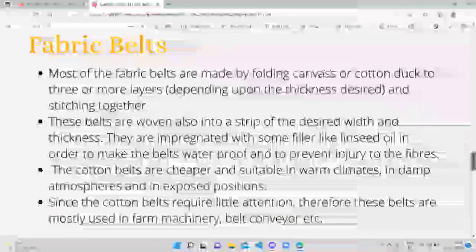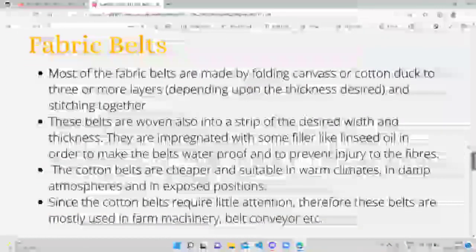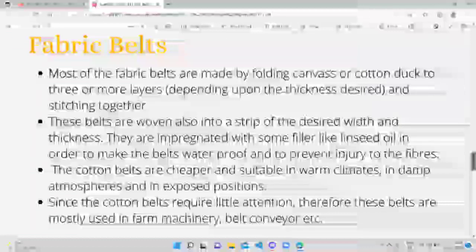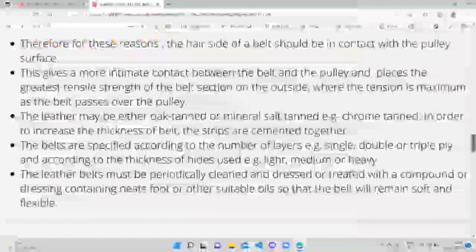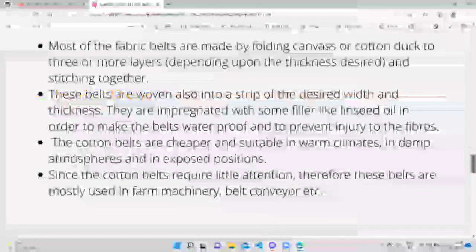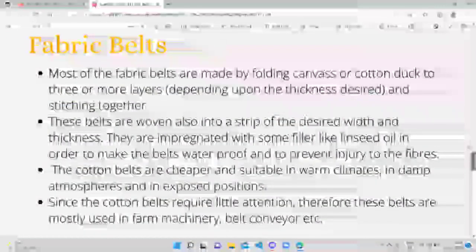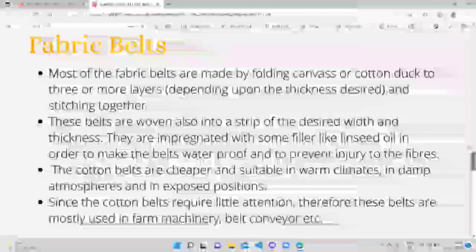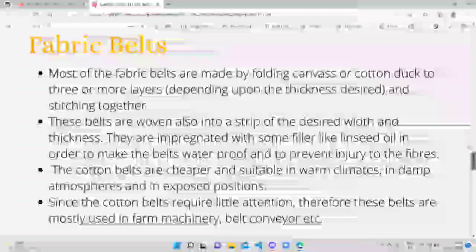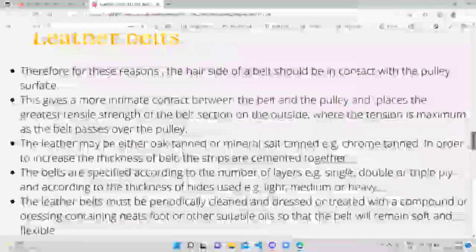Fabric belts or cotton belts. Most of the fabric belts are made by folding canvas or cotton duck into three or more layers. Cotton is very thin, so it is used in more layers and stitched together.